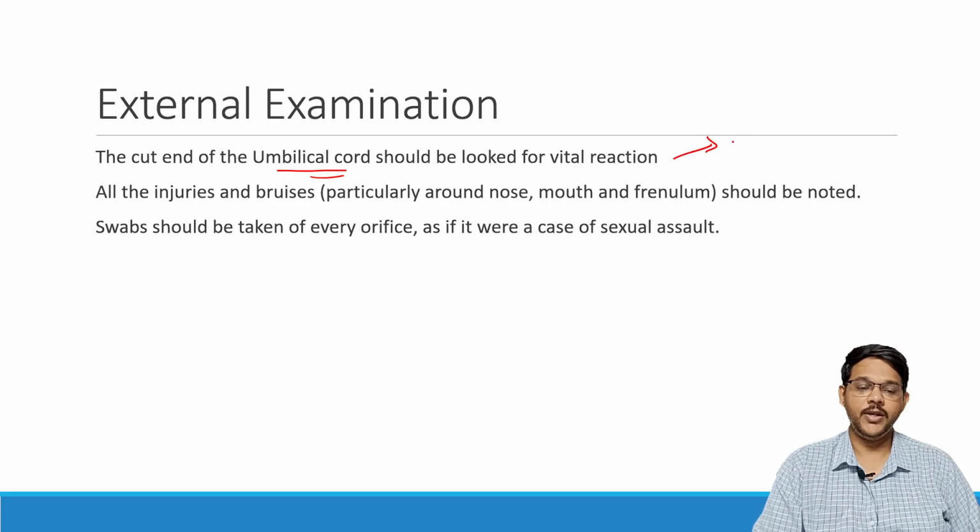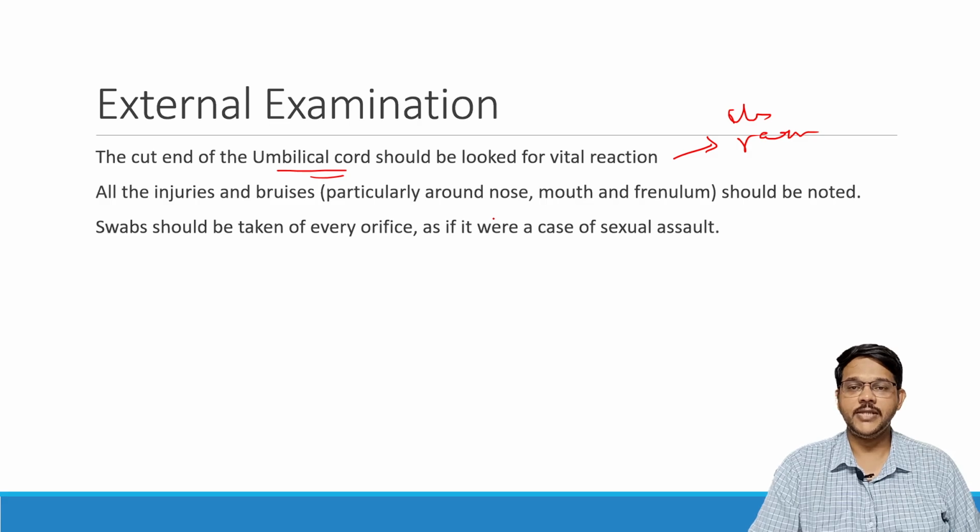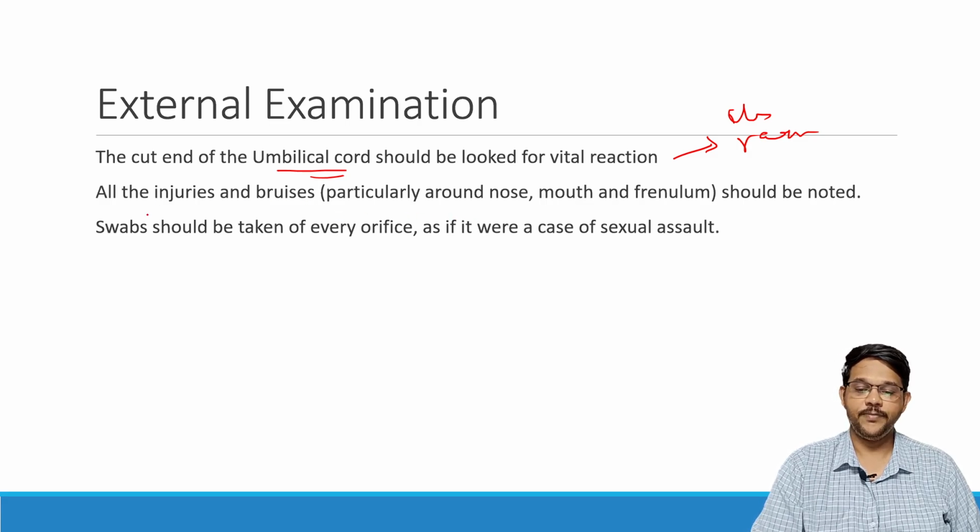The umbilical cord is examined, how it is cut, and whether the presence of a vital reaction in it should be noted. If it was a dead born child, then the vital reaction is not present. Whether the cut end is a clean cut or ragged should be noted, as a ragged cut may lead to infections and the child may have died because of infection.